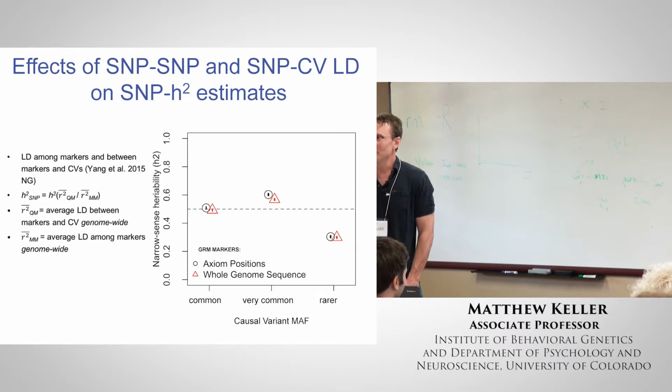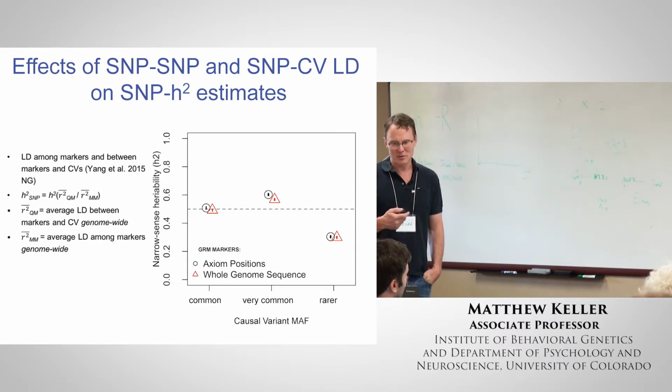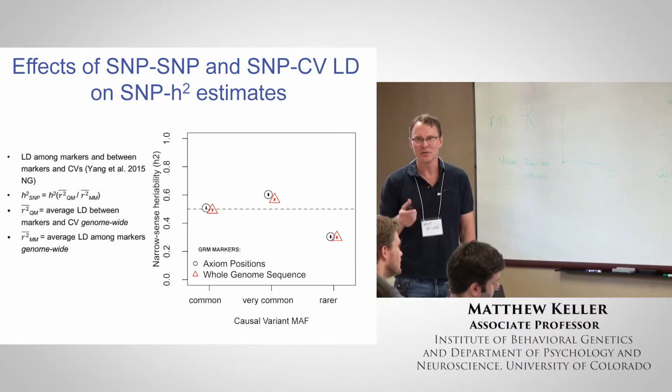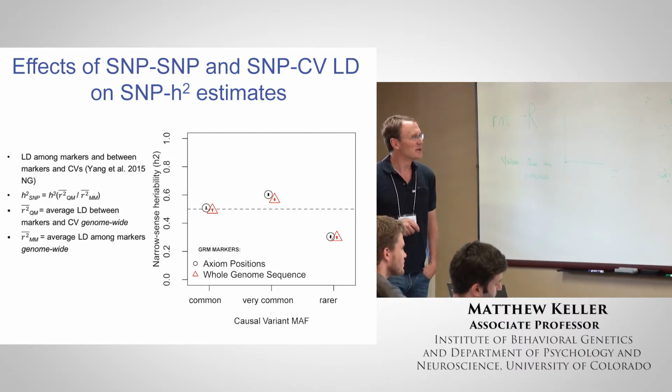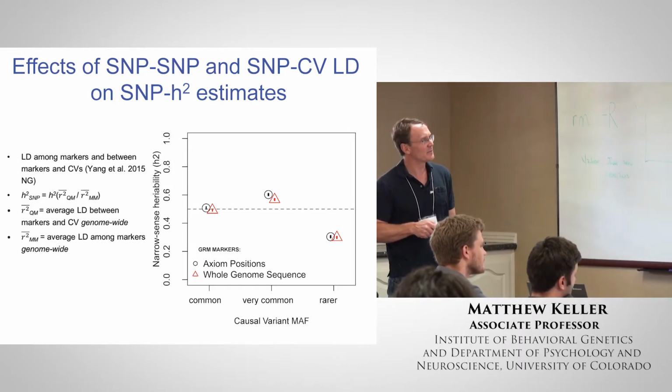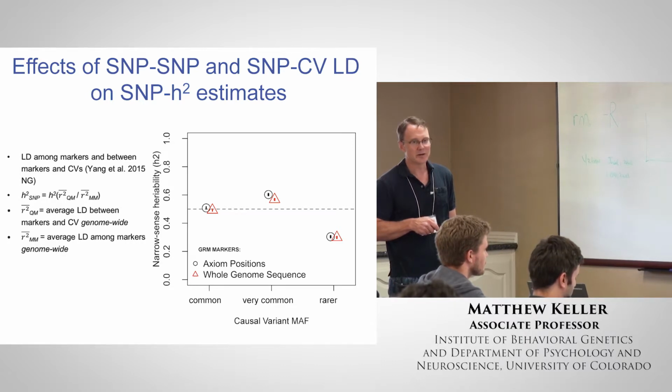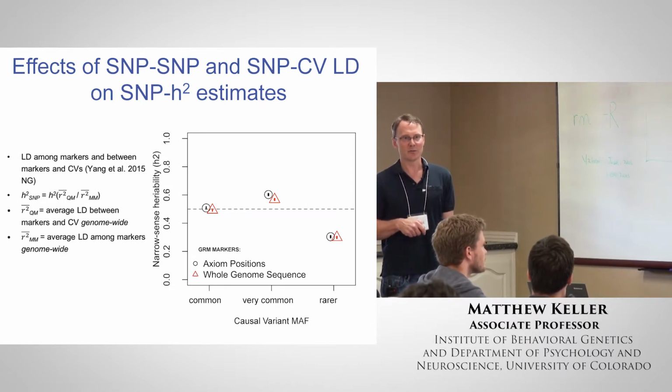Okay, so let's think a little bit more about this, and I've only got a few minutes left. I probably won't get into the effects of stratification and assortative mating on these estimates. I might just flip through those slides to tell you what they are. So, the effects of LD among markers and between markers and causal variants. This is stuff that was written in the appendices of the Yang et al. 2015 Nature Genetics paper, and this derivation was done by Mike Goddard, who has done a lot of the derivations for the GREML method.